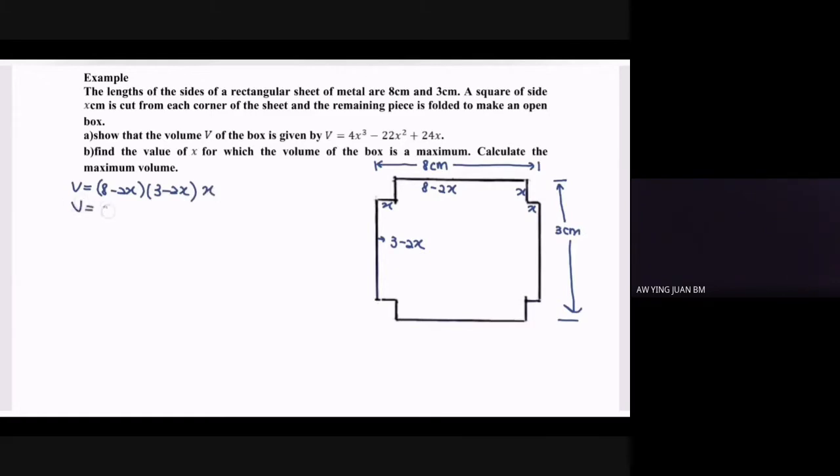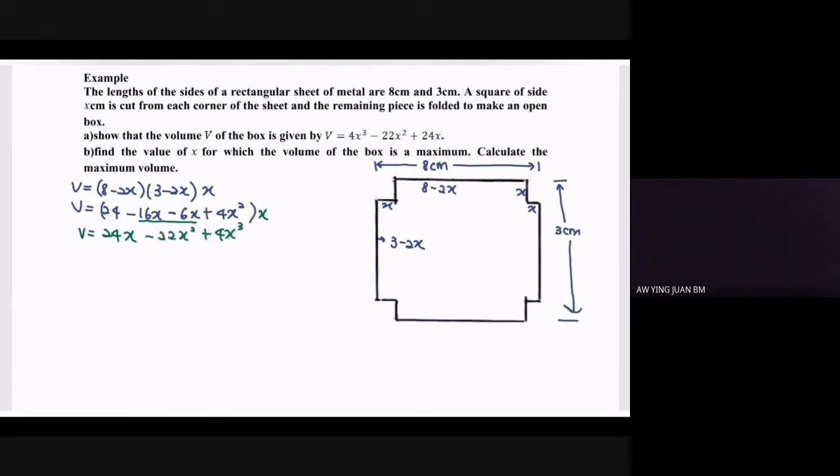V equals 24 minus 16x minus 6x plus 4x squared. Again, multiply with x. Then expand. V equals 24x, negative 16 and negative 6 gives negative 22x, and if we multiply with x, we will have negative 22x squared plus 4x cubed.